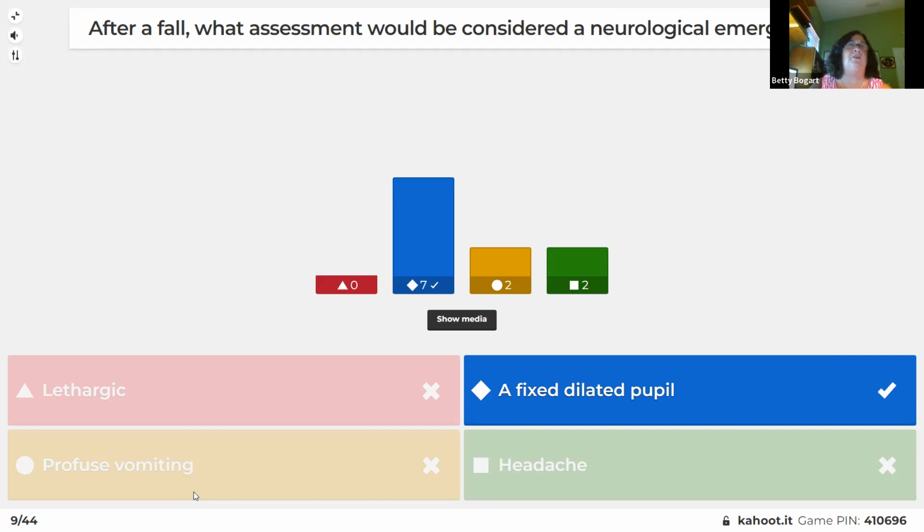Yes, they'll be lethargic. Yes, they'll have amnesia. They don't know where they are, very confused. They may or may not vomit. Children tend to vomit and adults don't in head injuries. So you can't tell that with adults, but children, you have a headache, profuse vomiting. We know that there's something going on, but the emergency is that pupil.